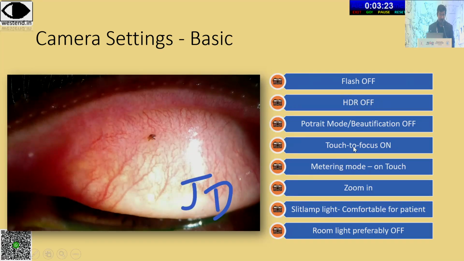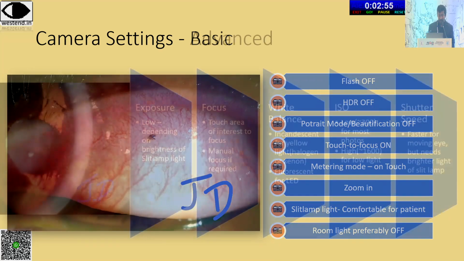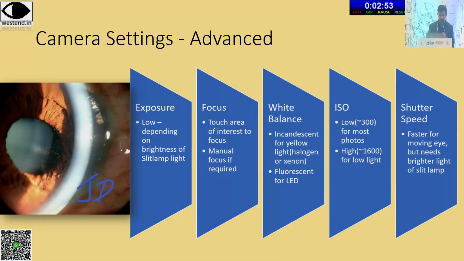Touch to focus, not touch to click. Metering on touch, that is, it has to adjust the brightness according to the touch. And then you can zoom in to remove all the outside black circle of the slit lamp. It is not required. You zoom in to your point of interest, and you can adjust the slit lamp light for it to be comfortable. Room light, if you can turn it off, well and good. That removes some of the glare and extra artifacts which come up. Exposure, you reduce it to the lowest, which gives you a better image.